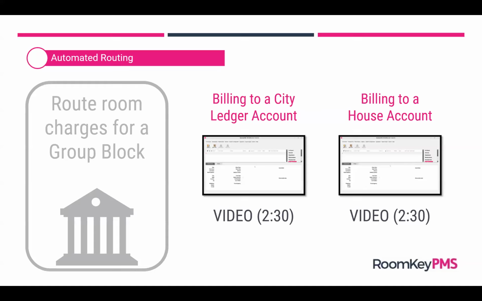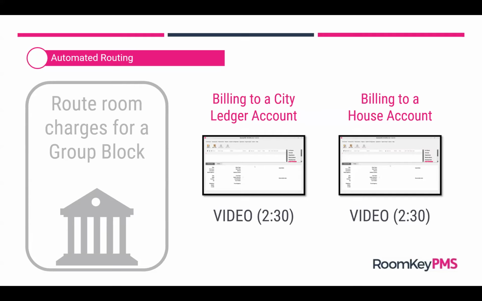Now, both options are available in Roomkey, and as we saw with the City Ledger account, you might use that if you've got an established company that often sends you group members, or maybe they already have an established City Ledger account. When it comes to a house account, we might recommend using these for groups that are not likely to reoccur. So this might be wedding events that only occur once, or it might be some sort of social event.